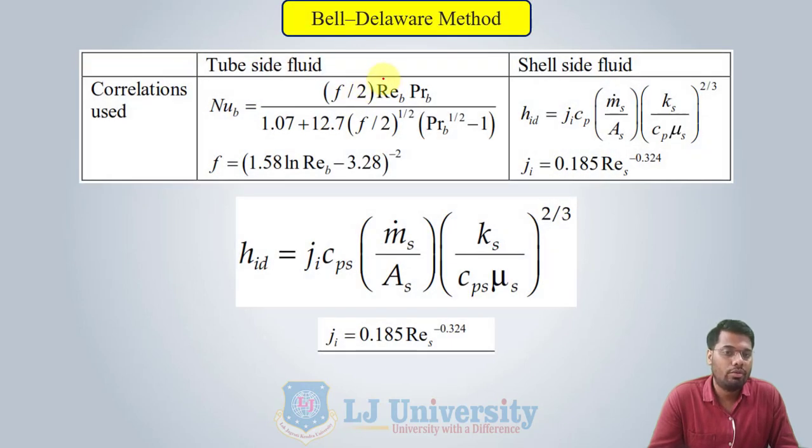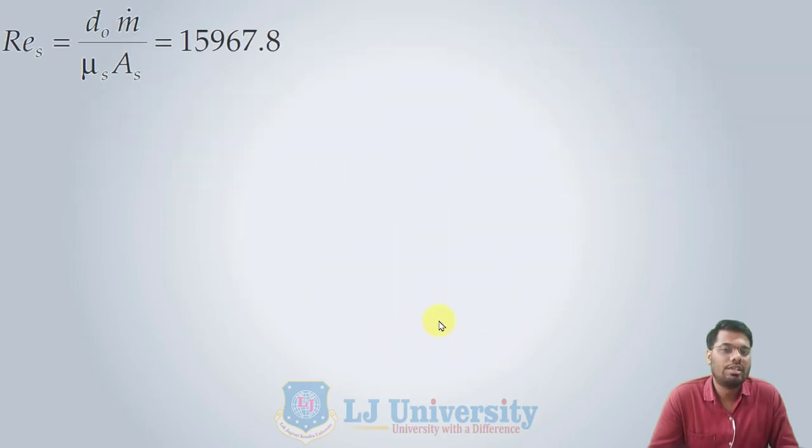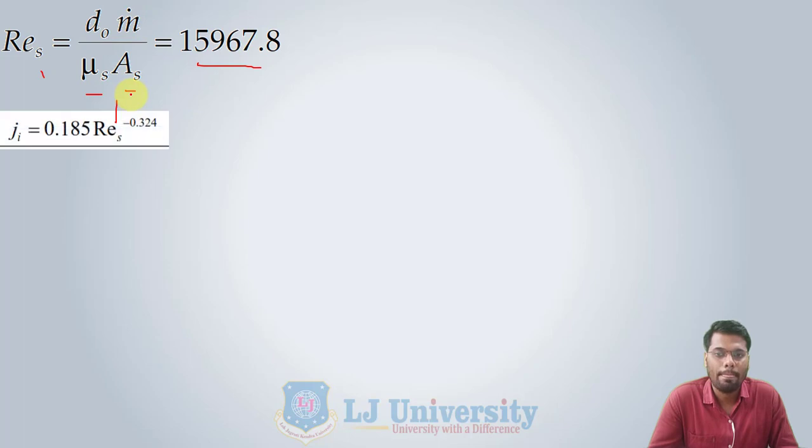Now we are going to use the Bell-Delaware method to find the heat transfer coefficient at the shell side. Here for the shell side we have these two relations. By using these two relations, we find the heat transfer coefficient at the shell side. First we need the shell side Reynolds number, which we can easily find using this equation: 15967.8. The outer diameter, mass flow rate divided by shell area, divided by mu.